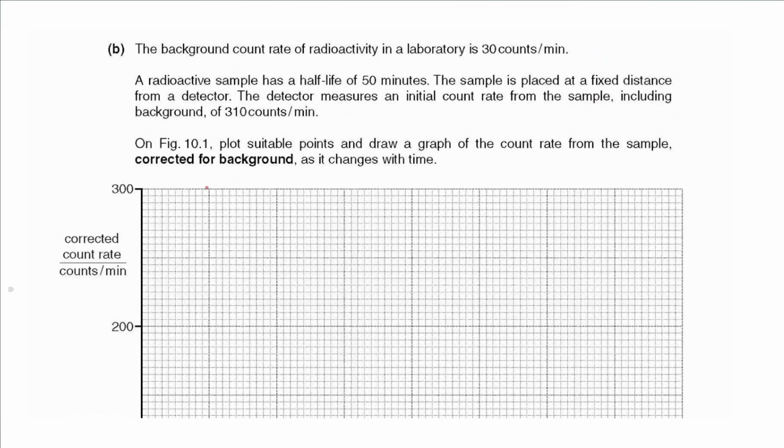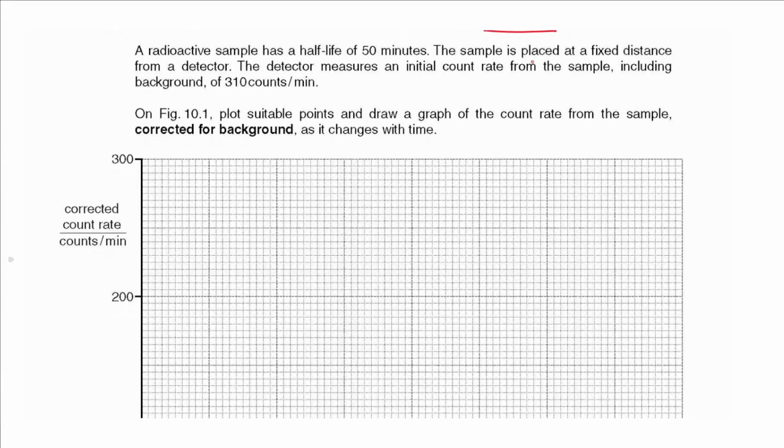Part B says the background count rate of radioactivity in a laboratory is 30 counts per minute. A radioactive sample has a half-life of 50 minutes. The sample is placed at a fixed distance from a detector. The detector measures an initial count rate of the sample, including background, 310 counts per minute. So we need to subtract background here, which was 30. So we need to subtract 30 to get the initial reading.